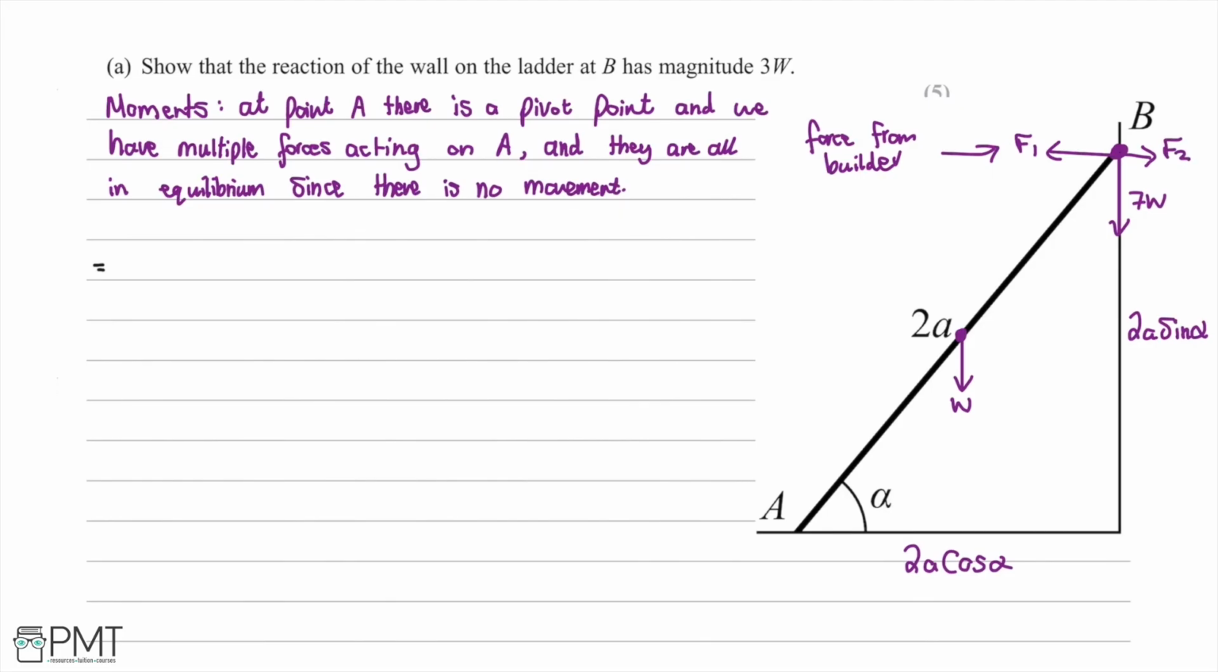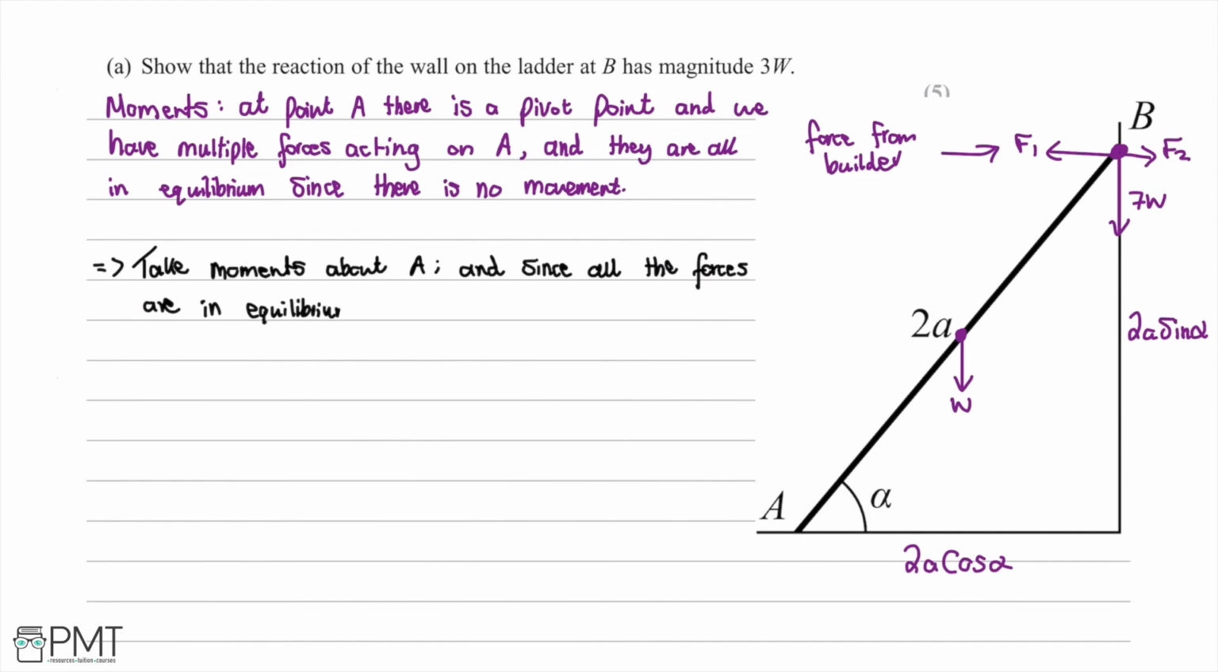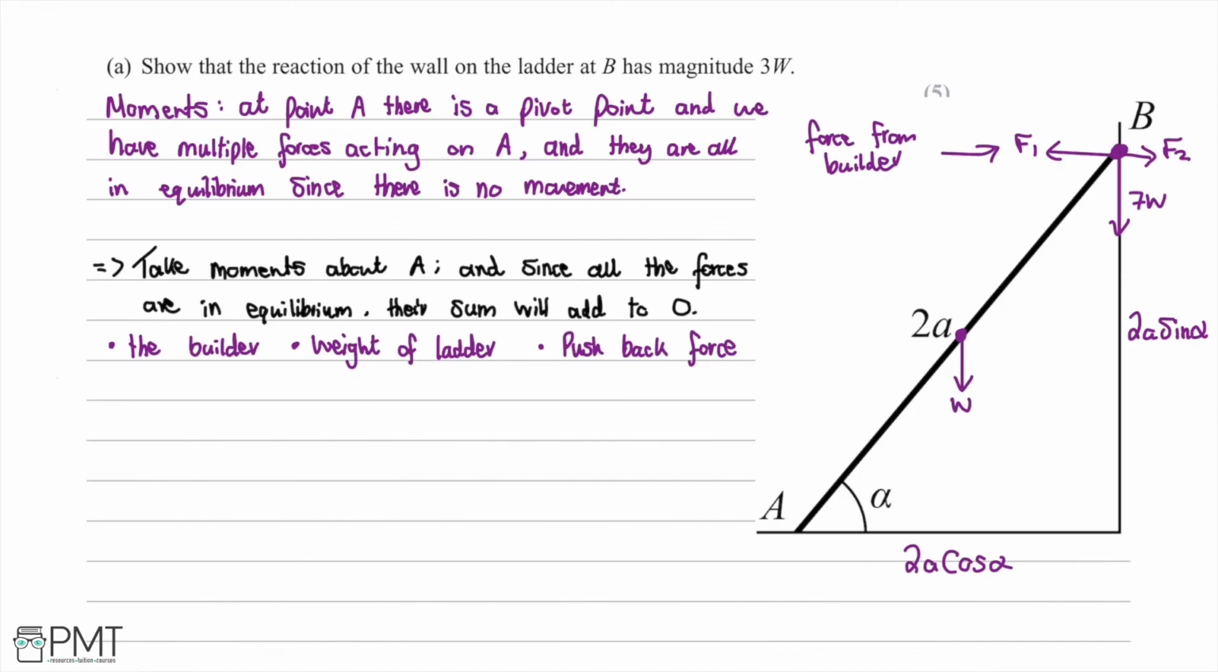So we're then going to take the moments about A. And we know that since all the forces are in equilibrium, their sum will add to 0. So therefore, we will summarize what three forces we have. So we have the builder, we then have the weight of the ladder, and we have the pushback force. So therefore, we can then write out an equation.